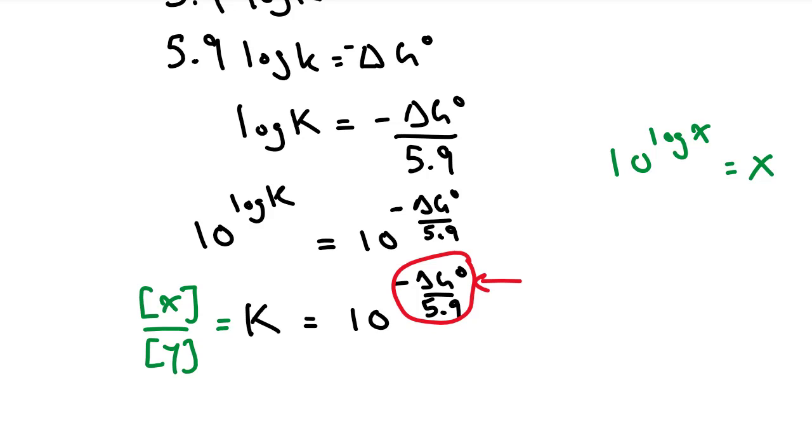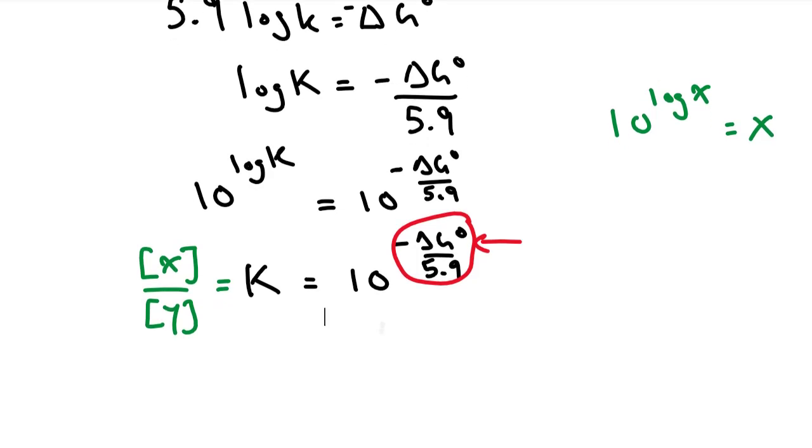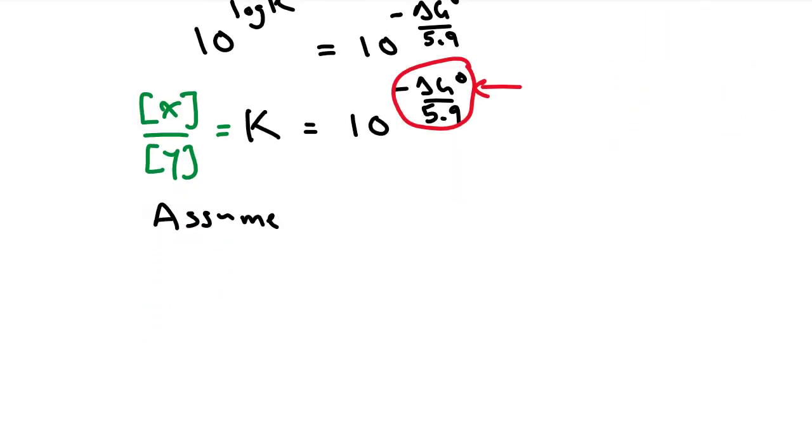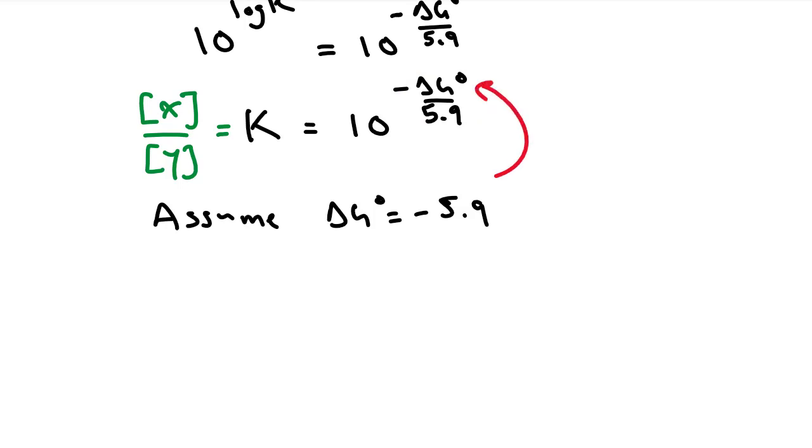We can plug in a number just for fun. Let's assume delta G standard equals negative 5.9. Then if I plug negative 5.9 in here, what I'll get is K equals 10 to the positive 1, and that is just 10, right? So again, now we can say that at equilibrium, the concentration of X over Y will equal 10.